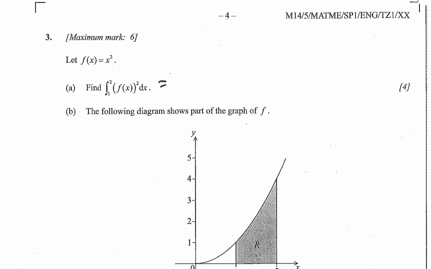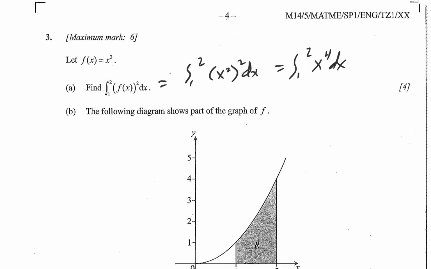So I'm going to do it up here just to save space. So the integral from 1 to 2, f of x is x squared. They actually tell me that, so just plug that in. And then on top of that, they want you to square it. So this is a straightforward integration problem. So integral from 1 to 2 of x to the 4th dx. Now we've got to integrate it.